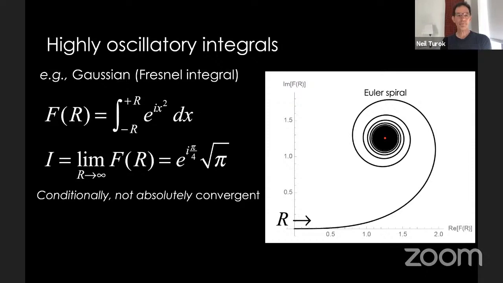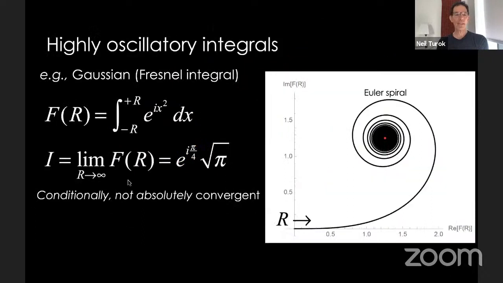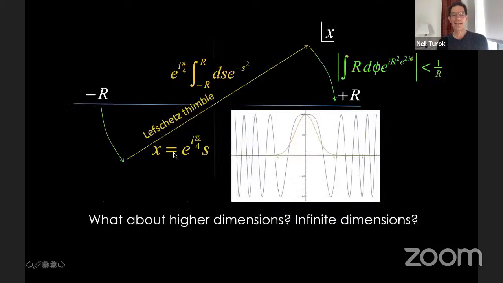Now, this is the way we deal with this Gaussian integral by contour deformation. We note that we can change the phase into a real number if we just say x is e to the i pi over 4 times y or s. And that rotates the contour. And so the original integral along the real axis is equivalent to the integral along the yellow part of the curve plus two arcs at infinity.